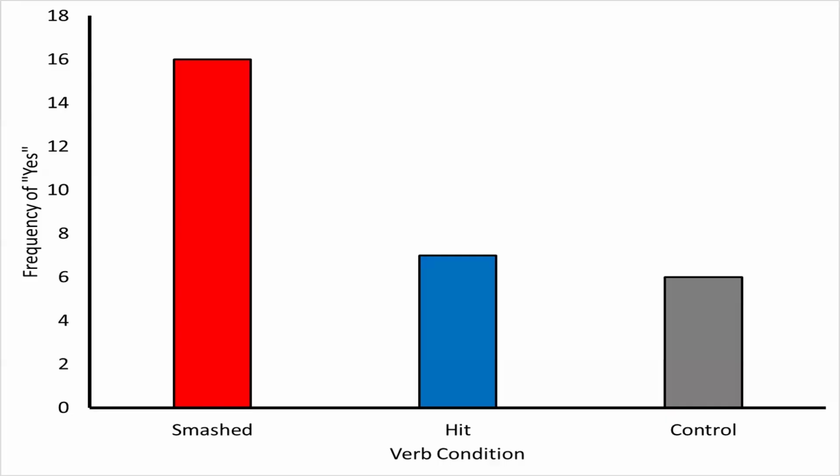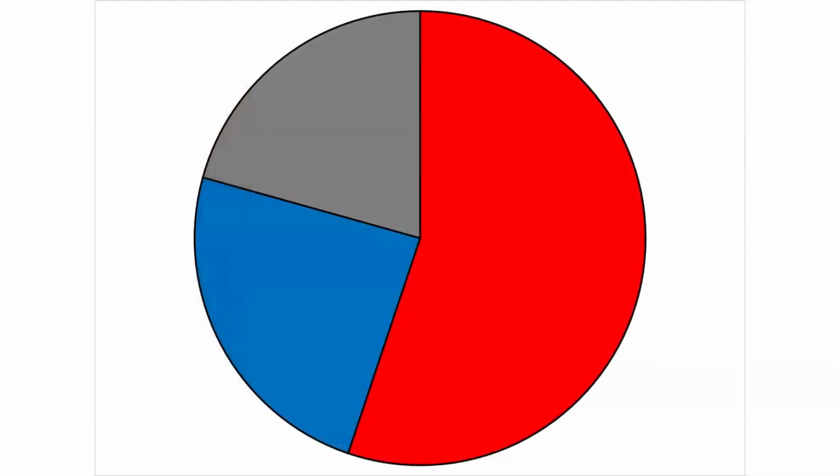All right, so that's a bar chart. The other way that you can display categorical data that is often used is a pie chart. So here we have a pie chart, and in a pie chart, each category gets its own section of the pie, and the size of the slice that it gets is proportional to the frequency with which it occurred in your data. So in this case, we have the largest slice of pie being given to the smashed category. The hit category has a much smaller slice, very close to the size of the control category.